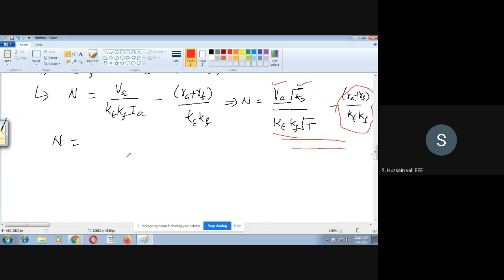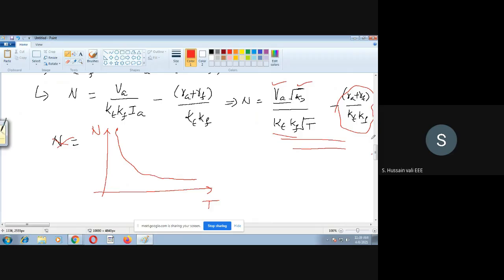So in that case, how do you draw the graph between speed and torque? Only thing is that you can substitute that yourself. If I substitute T is equal to 0, then N becomes infinite. So somewhere you will get that value. Then when I substitute N is equal to 0, in that case you will get a graph something like this. If you take different values of N and T, you will get a graph like this.